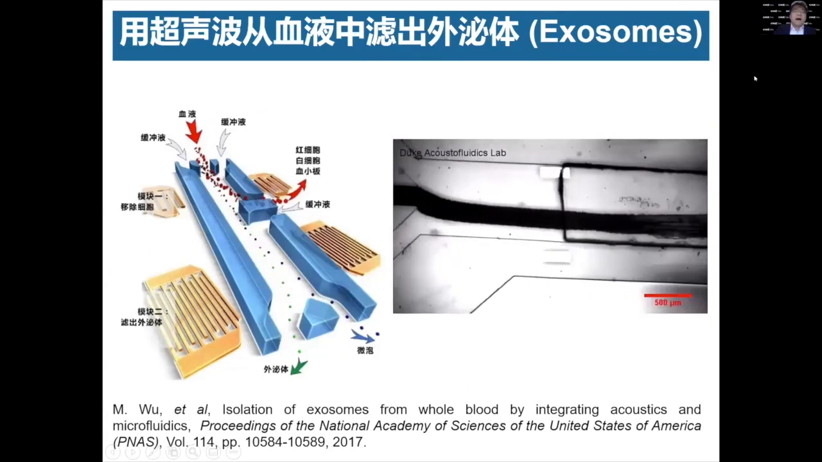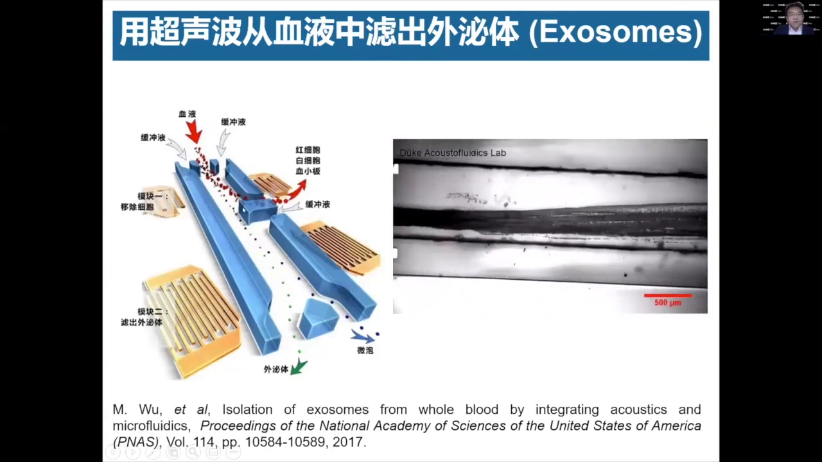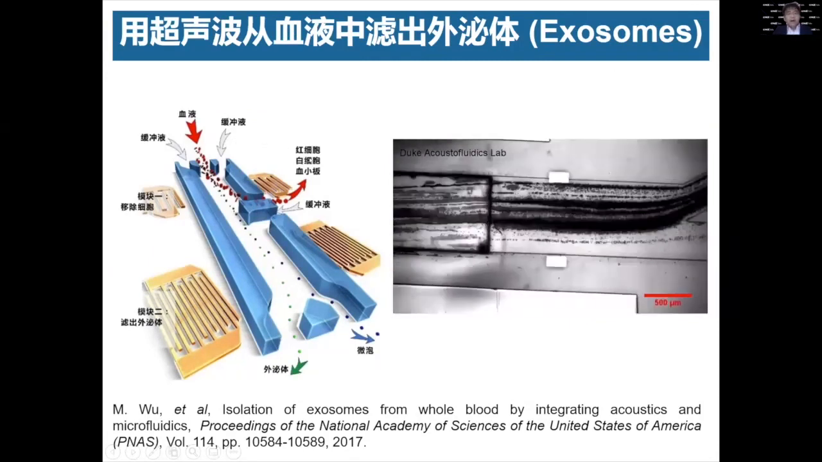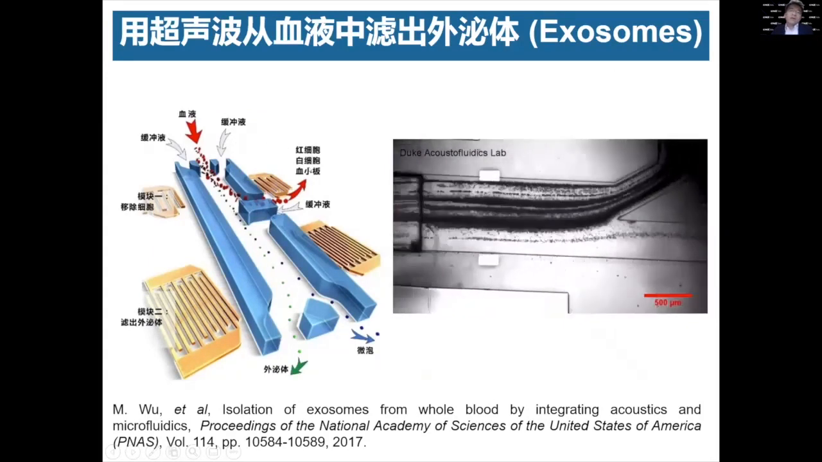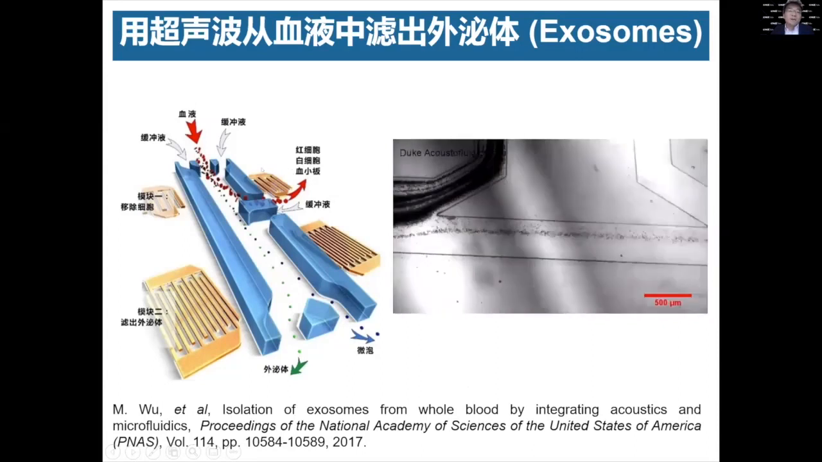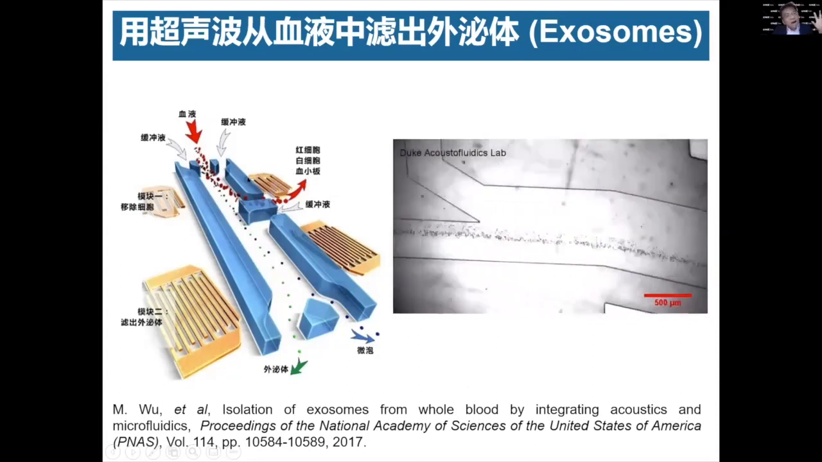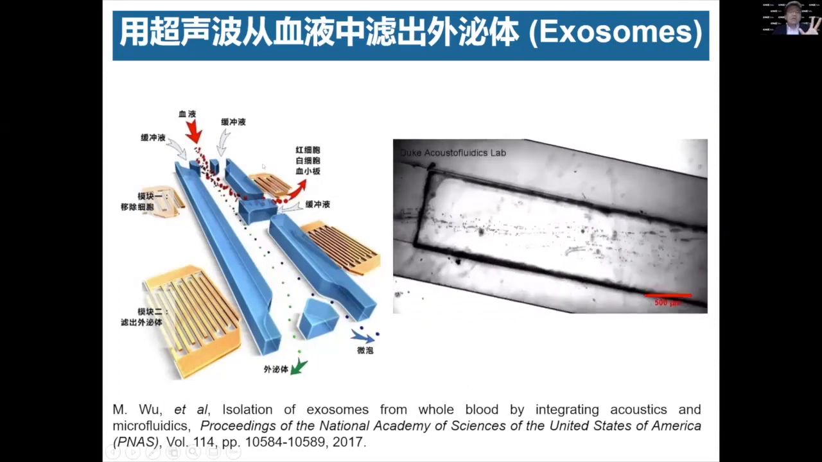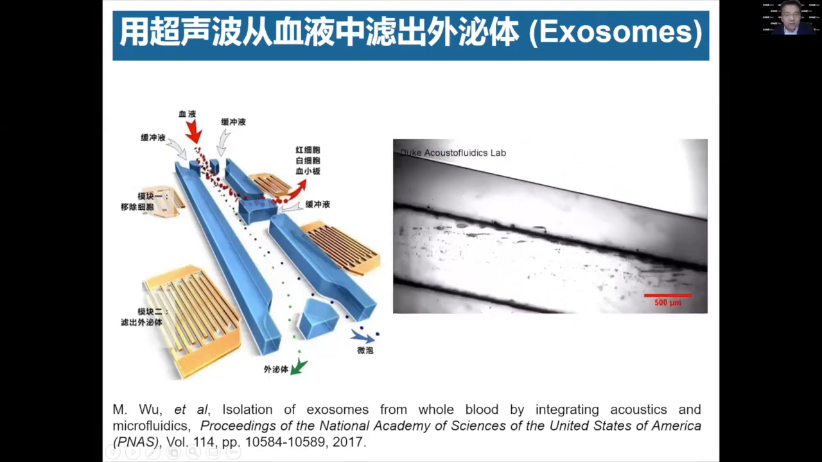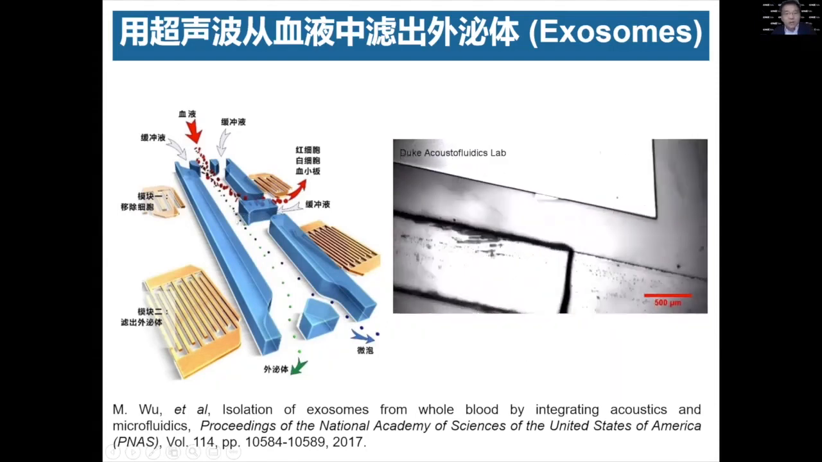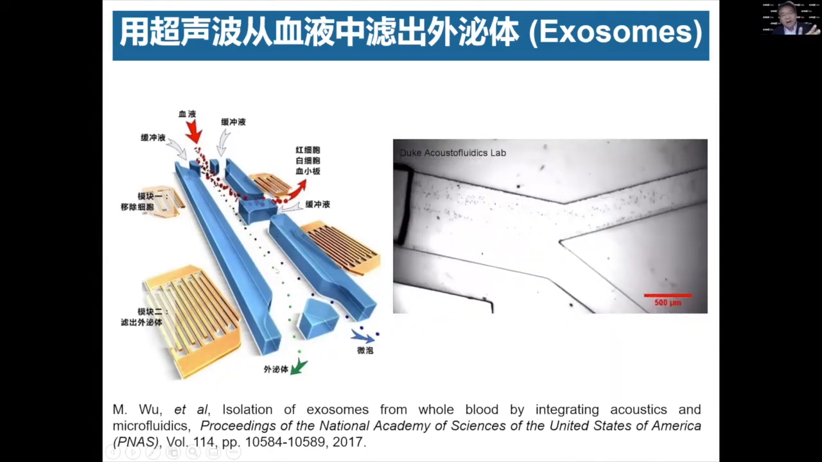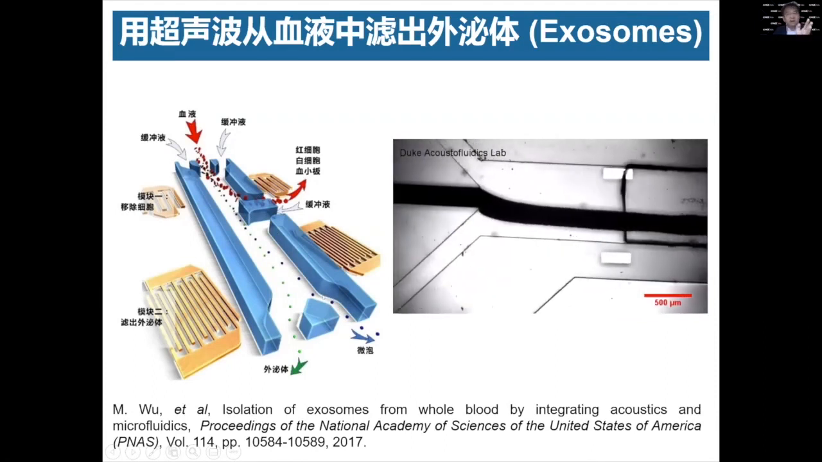So this is our device. We have one device with two modules. The first module is to separate red blood cells, white blood cells, and platelets, because all the particles above 1 micrometer, we can use our first module to separate them. And then after going through the first module, all the particles will be below 1 micrometer, and they can be directed into different outlets based on their size and other physical properties.